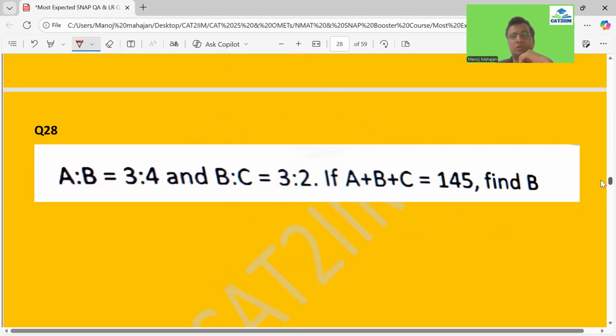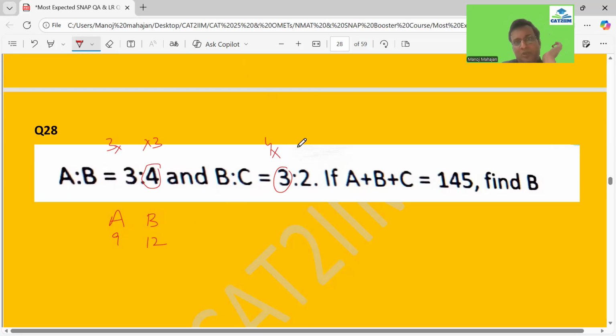Now, such a question you should definitely not leave in the snap. So over here, what is given to us is A and B 3, 4, B and C 3, 2. So this could be the common number out here we can make by the LCM concept. So 4 and 3 LCM is what? 12. So let me multiply this with 3. So this will also be with 3. So what is A? 9. What is B? What? 12.